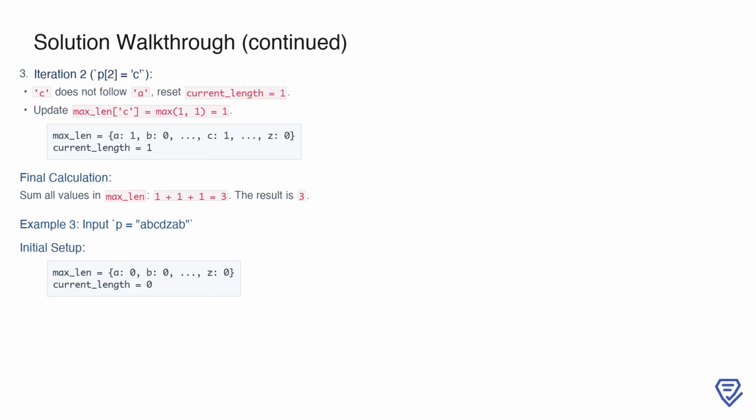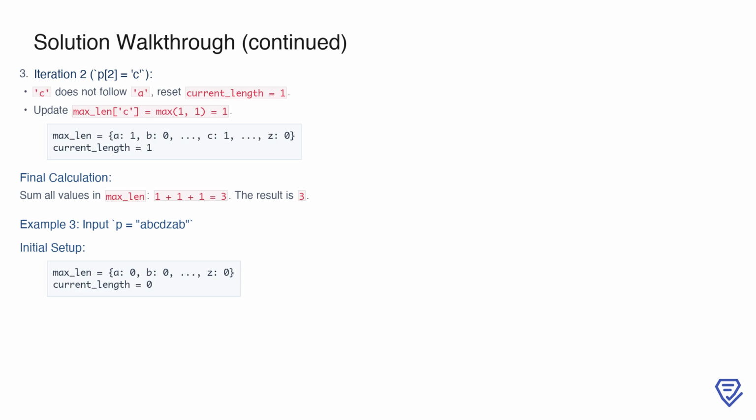When we move to the third character, c, we see that c does not follow a in the wraparound order. As a result, current_length is reset to 1 again. We then update max_len[c], which already has a value of 1, to be the maximum of 1 and current_length, so it remains max_len[c] equals 1.